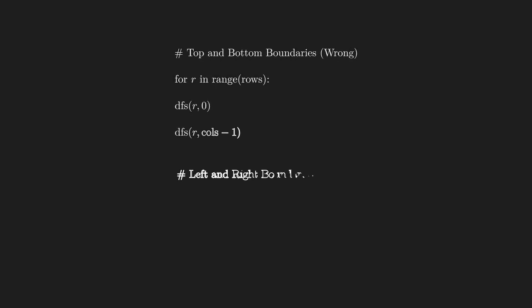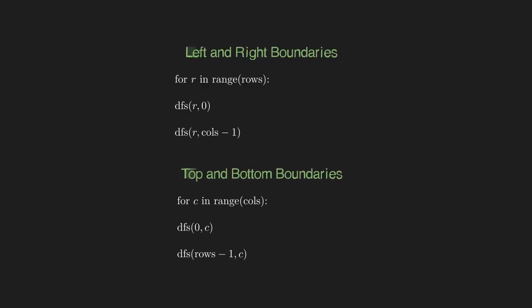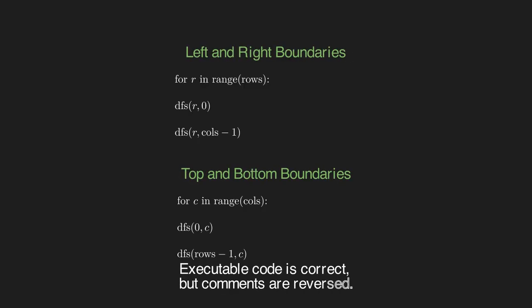A subtle issue appears in the screenshot's comments. The loop that varies R while fixing columns 0 and columns - 1 actually scans the left and right boundaries, not the top and bottom boundaries. The loop that varies C while fixing rows 0 and rows - 1 scans the top and bottom. The executable code is correct, but the comments are reversed.